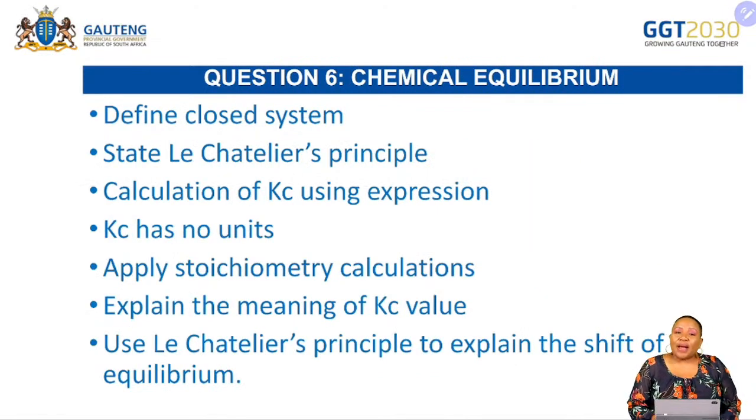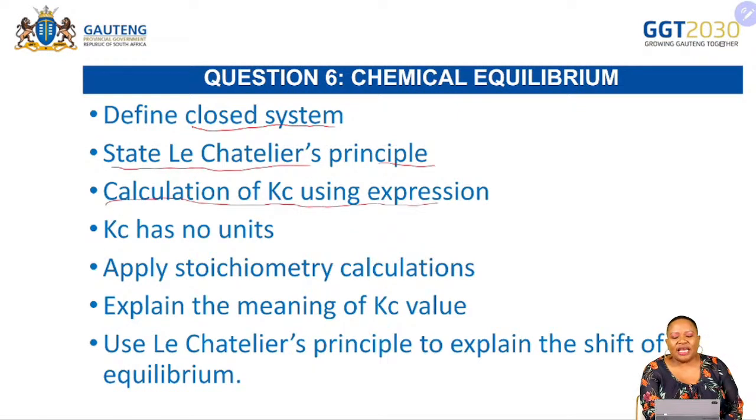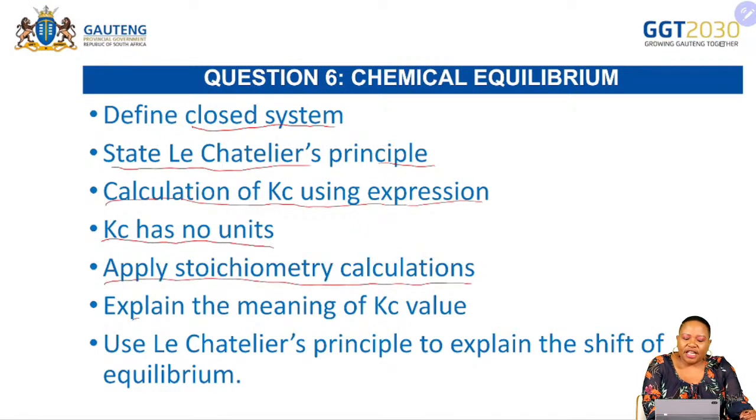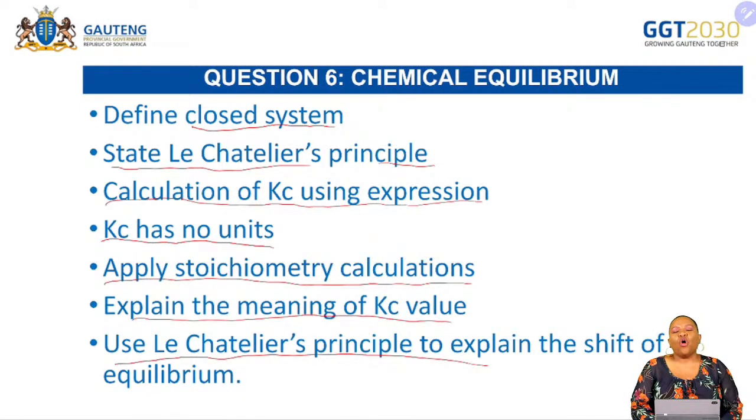Therefore, in question number 6, we are also going to look at chemical equilibrium. We know that we define a closed system. We know that we look at Le Chatelier's principle. We calculate Kc, which is sometimes a pain for most of us. We know that Kc doesn't have units. Apply stoichiometric calculations, of course, when you are calculating Kc, explain the meaning of the Kc value, and use Le Chatelier's principle to explain the shift of equilibrium.